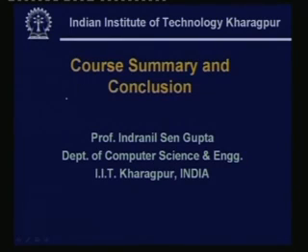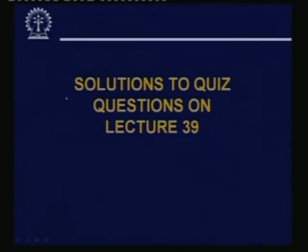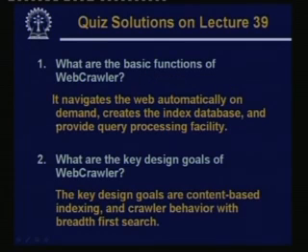But before that, let us first look at the answers to the questions that were posed in our last lecture. We start like this. The first question was, what are the basic functions of web crawler? Well, web crawler, as we had said, is a software tool which navigates the web automatically on demand. It creates the index database and provides query processing facilities. These are the main tasks of the web crawler.